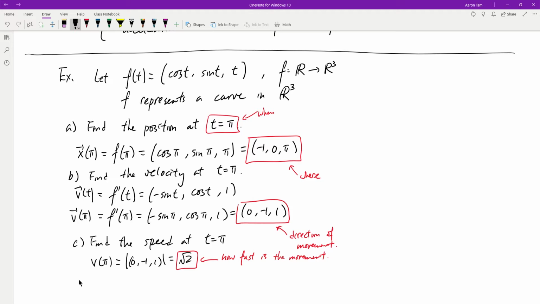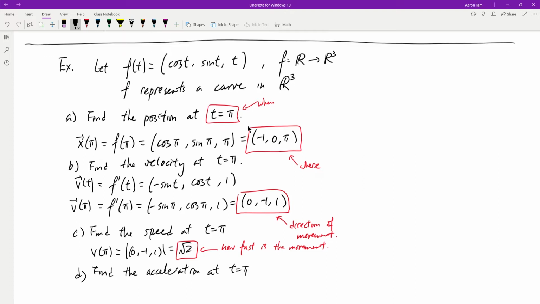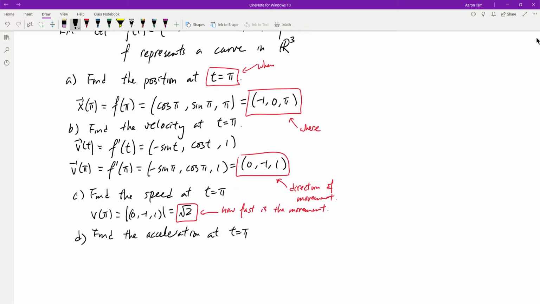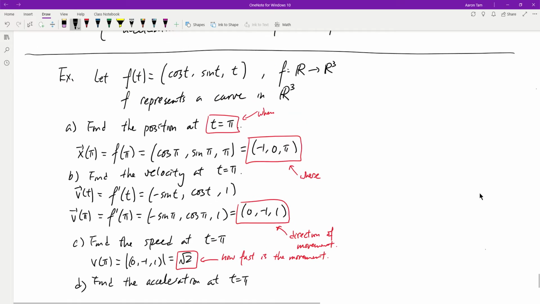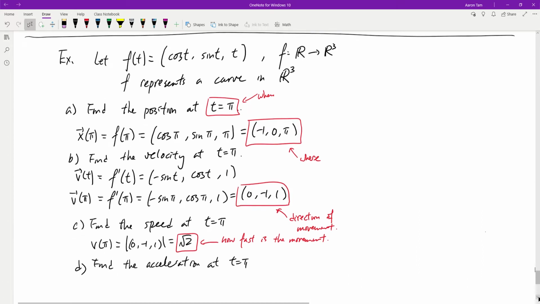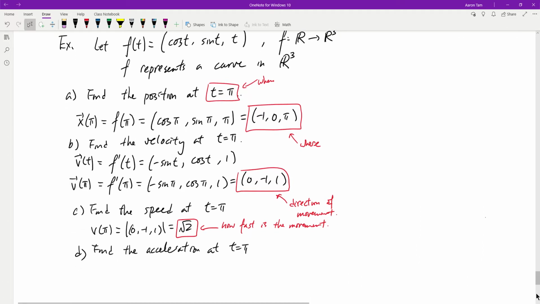And finally, we can do D. For D, I'm going to ask you to find the acceleration at t equal to pi. Let's see if we can squeeze it in, because I want to keep the entire problem on the screen. Oh, that's the problem. All right, there you go. That should be enough room.